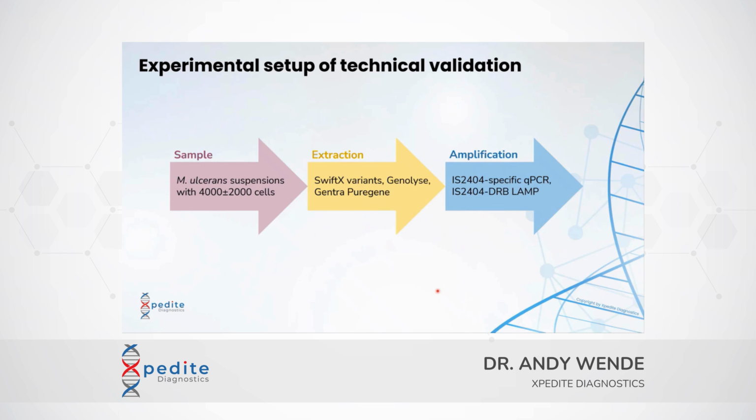So the whole setup of the technical validation was like that. Tamaz prepared suspensions of Mycobacterium ulcerans with 4,000 cells plus minus 2,000, so quite accurate, in a PBS suspension, and those were subjected to nucleic acid extraction by different Swiftex variants, by Genolyze as a second point of care suitable method, and also by the reference method that is established at the tropical lab there at the LMU, which is the Gentra PureGene method.